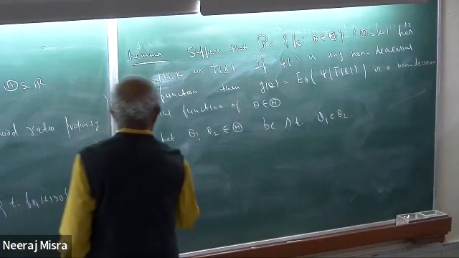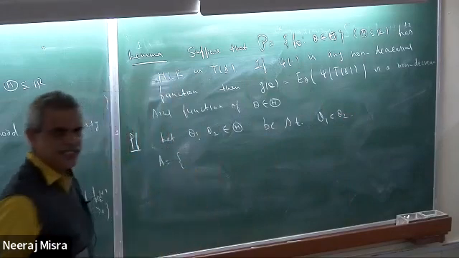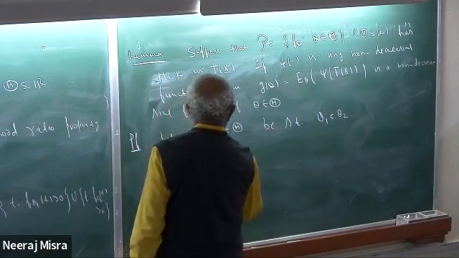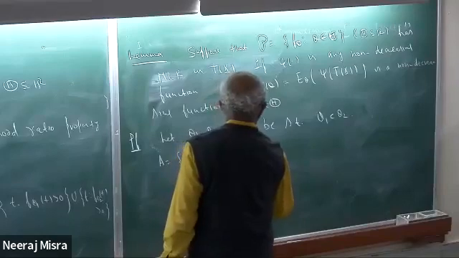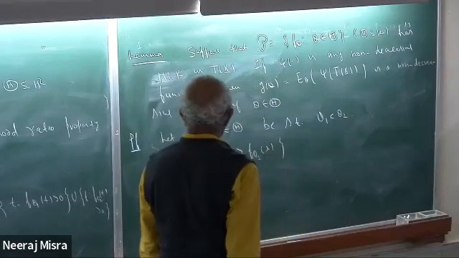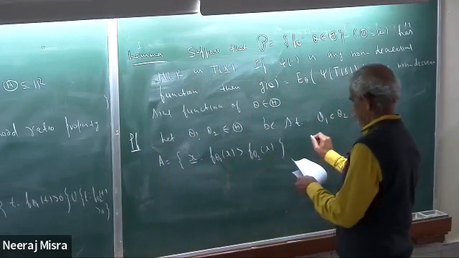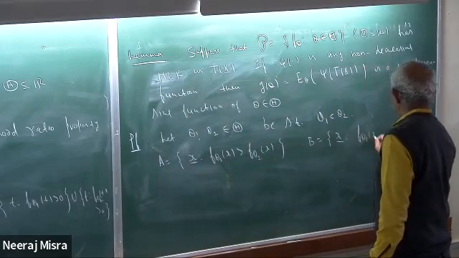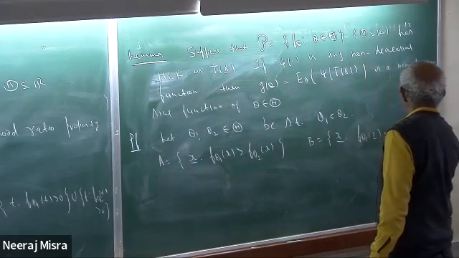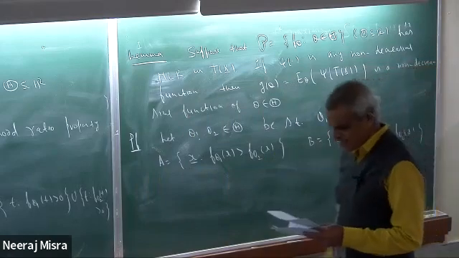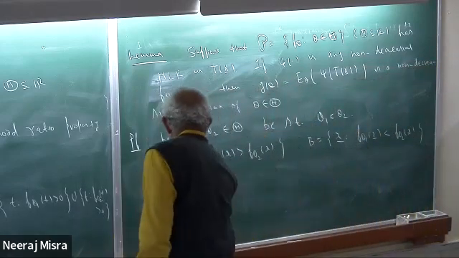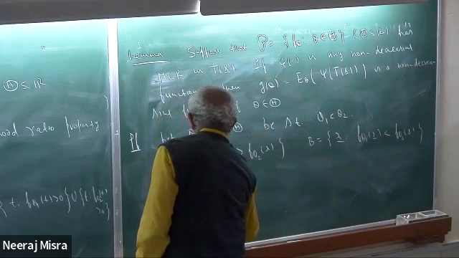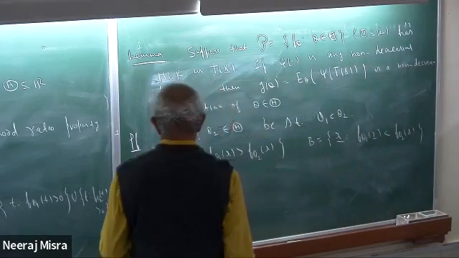So I define three different regions. A as the collection of all those x such that f theta 1 of x is greater than f theta 2 of x. B as the collection of all those x such that f theta 1 of x is less than f theta 2 of x. And C is the region where they are the same, which you can include in any one of them. Small a is the supremum over x belonging to A of psi of t(x).